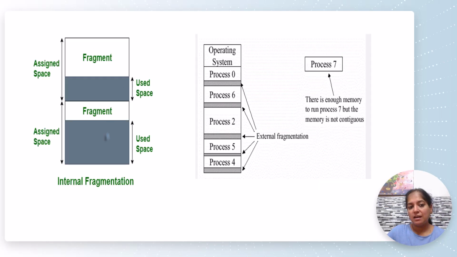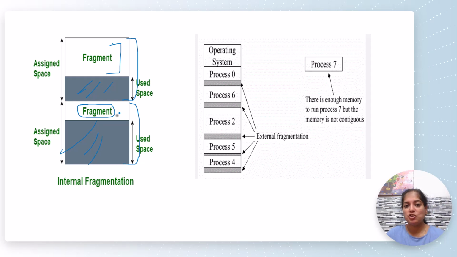If you see in this diagram, internal fragmentation: this is a memory space, this is a fixed partition, a fixed size partition. This is the used space and this is the fragment, because it cannot be used for other processes. This is the used space, this is the space which can fragment. So these are the internal fragmentation.